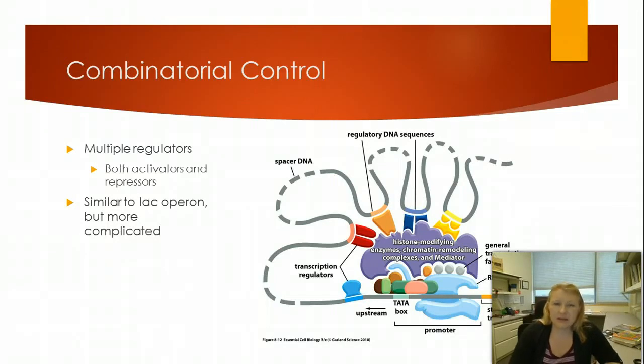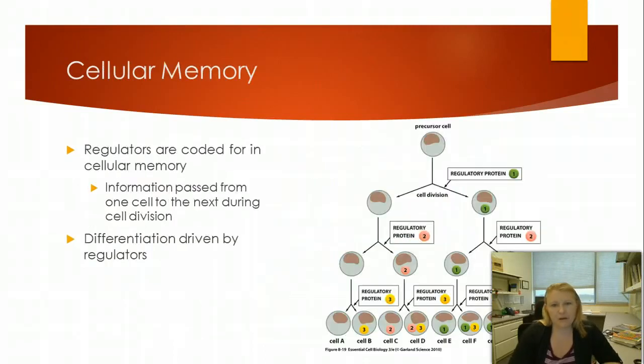And remember that these combinatorial controls are like that lac operon I was talking about, but it's just a lot more complicated. And this all gets carried on from cell to cell. Once one of those regulatory proteins is turned on, it's going to be passed to the next generation of cells and to the next generation of cells. And this is how we go from a single-celled zygote into the multicellular organisms that you and I are. And this is what happens: as things differentiate, it gets passed on to the next one.